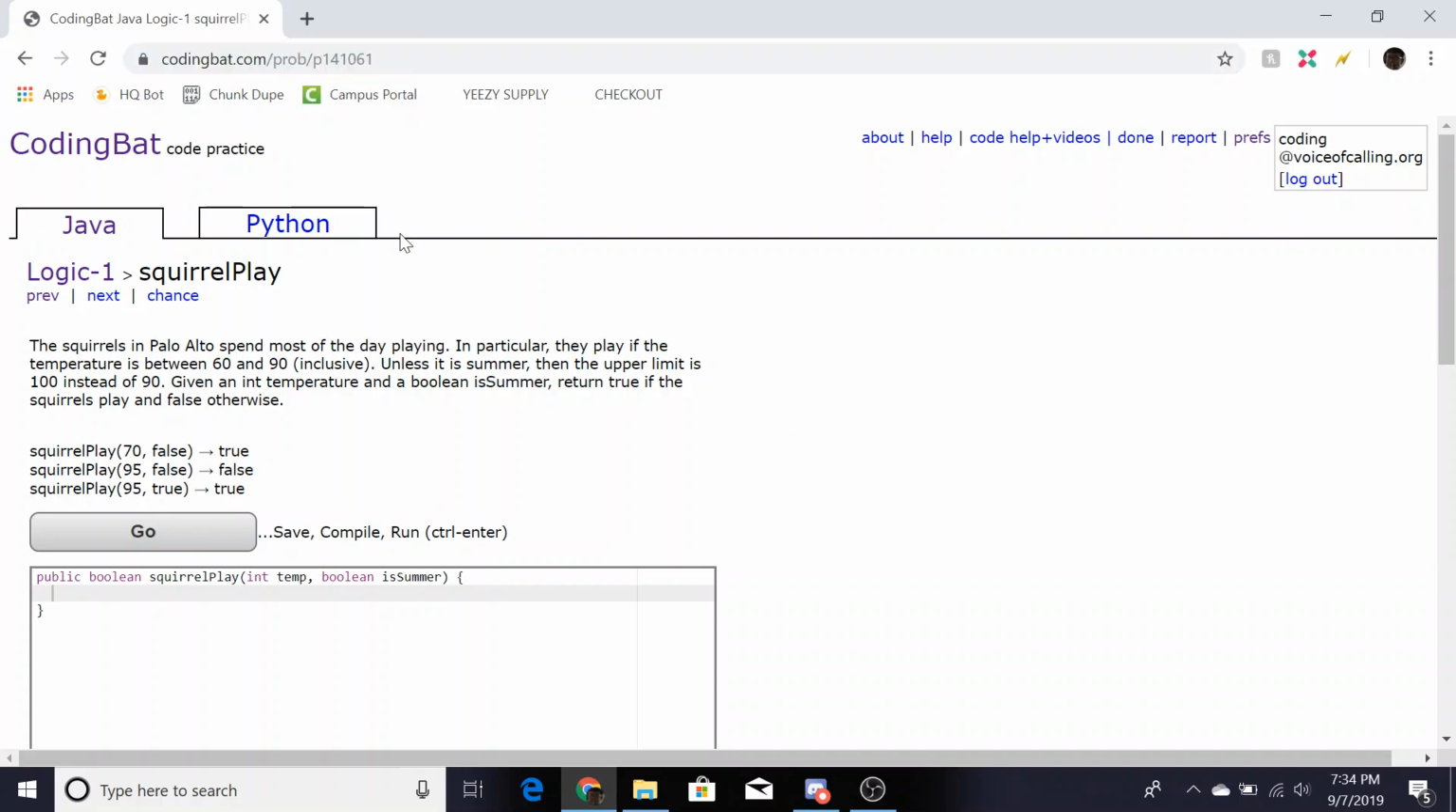Hello everyone, today we are doing another CodingBat problem. We are doing Logic-1 Squirrel Play.